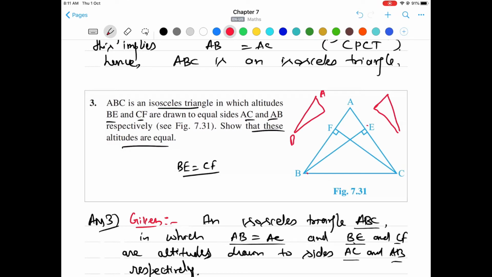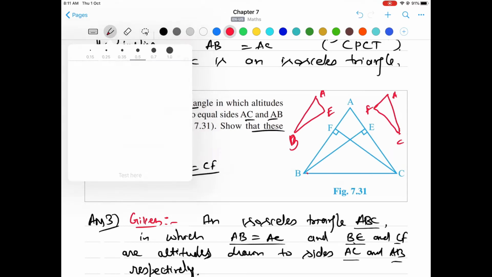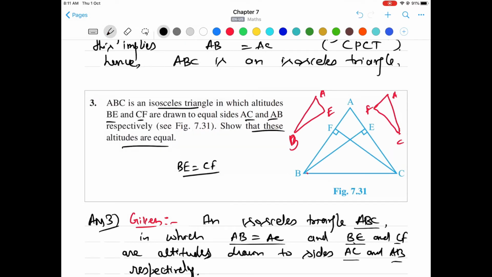Okay, can you look at this triangle? This is A, B, and this is E, and this will be A, F, and these point are C. So we will consider these two triangles, ABE and AFC. Okay, so in these two triangles, what we have here is this angle A is common for both the triangles, so we got one pair of angle.